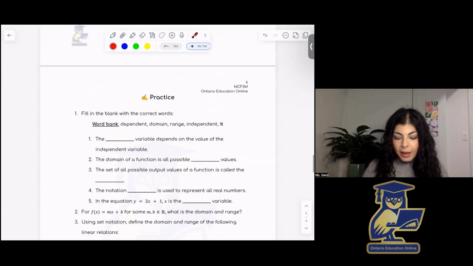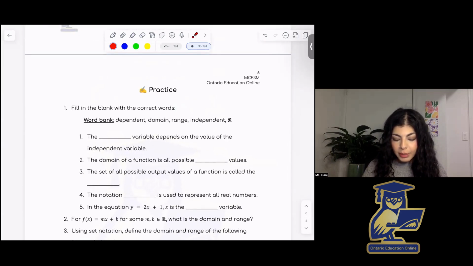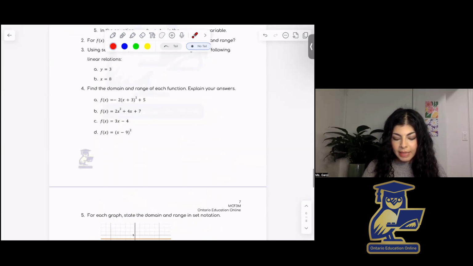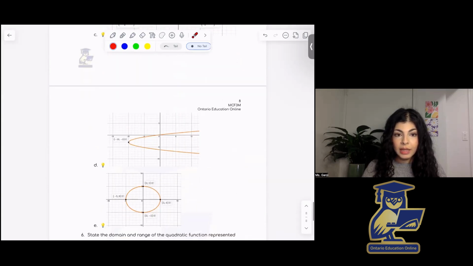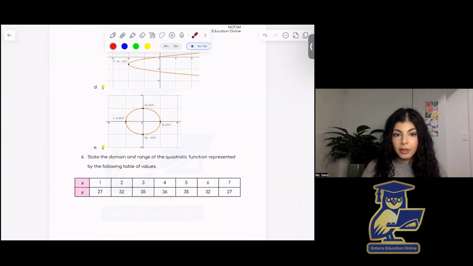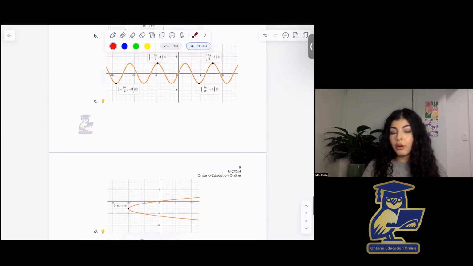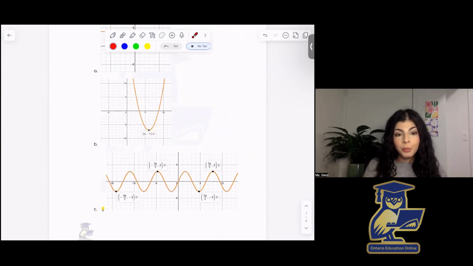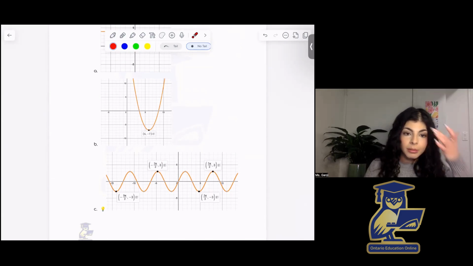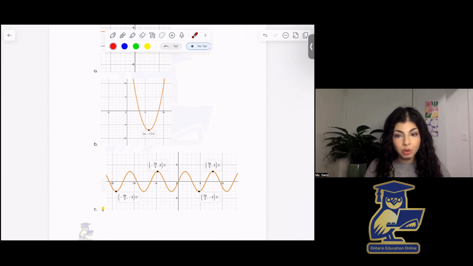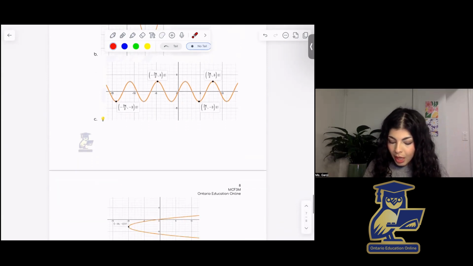For today, please practice some of the vocabulary we saw as well as some examples of domain and range using the graphs. Some of these are not functions, but remember with the vertical line test, you do not need it to be a function to determine the domain and range. You will still be able to find the domain and range. You will just have restrictions on it. So please keep those restrictions in mind.